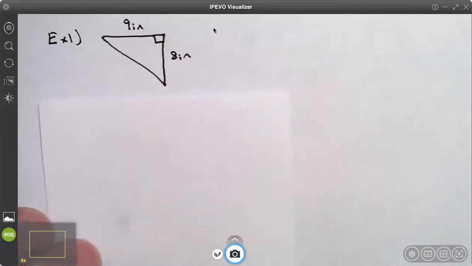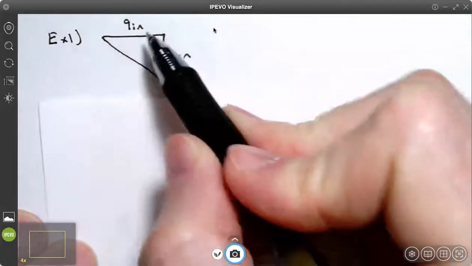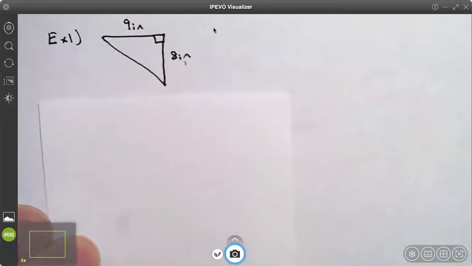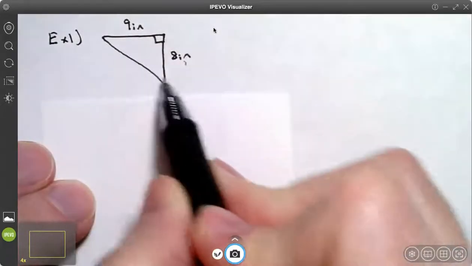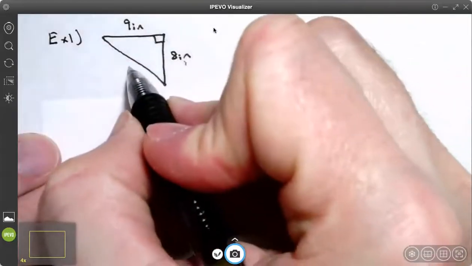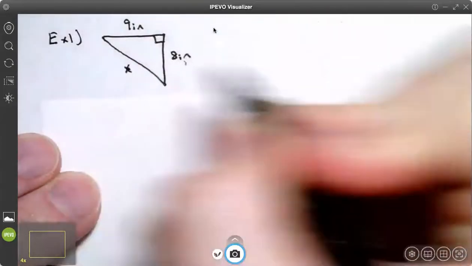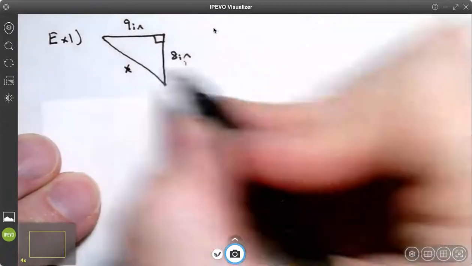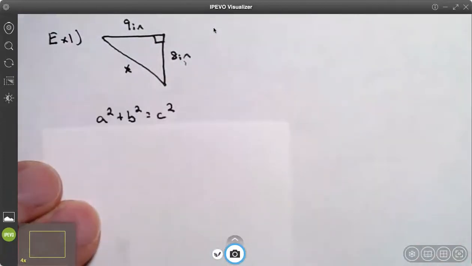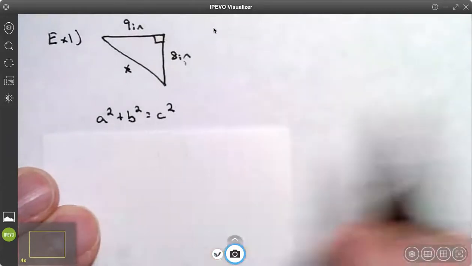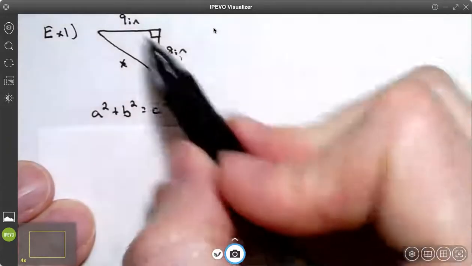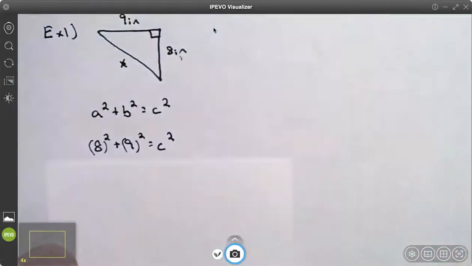Here's an example. I'm given a right triangle. I'm given the measurement of two legs, 8 inches and 9 inches. I'm asked to find the missing length. We'll call it X, which is my hypotenuse. It's my longest side. These are my legs, so I plug into my Pythagorean theorem, which is a squared plus b squared equals c squared. I plug 8 and 9 in for my legs.